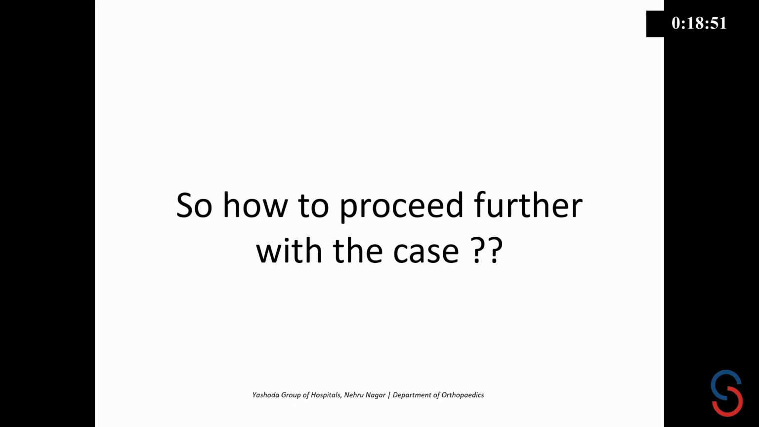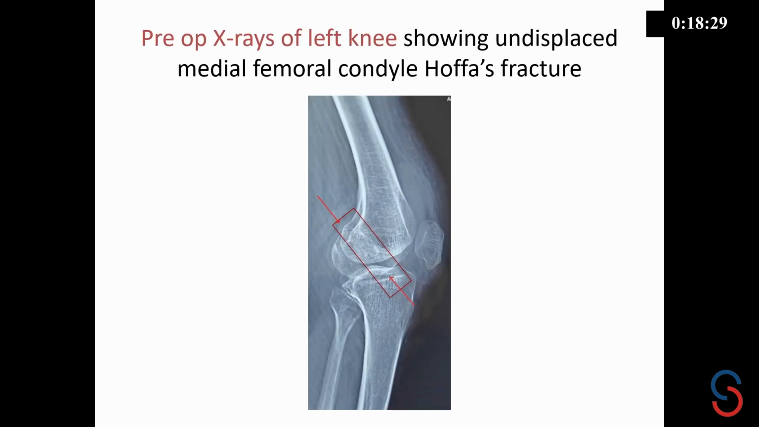But how to proceed further with this case? The patient was at home for 4 to 5 days. He had pain, and it was an unstable knee. He was not able to bear any weight, and every time he was flexing, it was giving a feeling of giving away. When we examine this X-ray, especially the lateral view, and if we can zoom, we can see a small line going from the distal femoral condyle upwards. It's a very faint line.